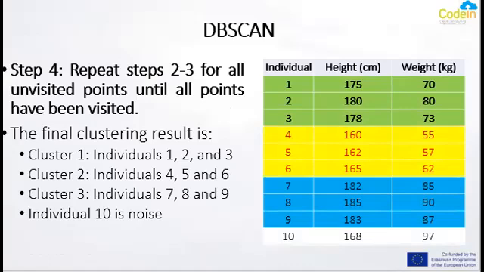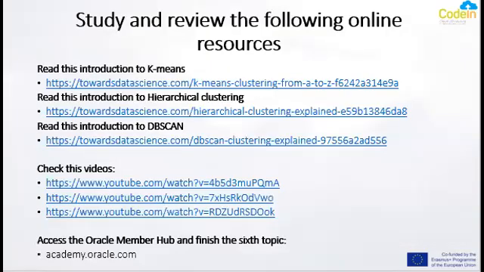The final clustering result is cluster 1, individuals 1, 2, and 3. Cluster 2, individuals 4, 5, and 6. Cluster 3, individuals 7, 8, and 9. Individual 10 is noise. In conclusion, clustering is a powerful technique that has many applications across a wide range of fields.